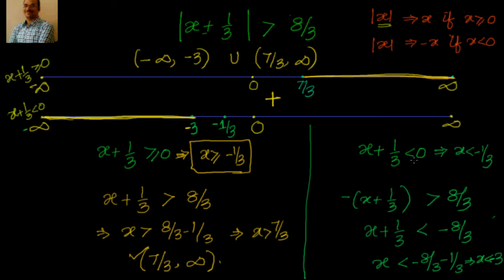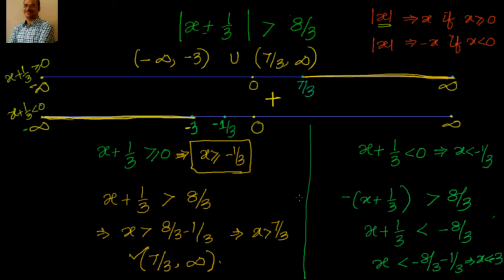Now, if x plus 1/3 is less than 0, or x less than -1/3, the mod function will return the negative of the value. So it will become minus of (x plus 1/3) greater than 8/3. If you simplify, you will get x less than -3. Now x less than -3 means minus infinity to -3.